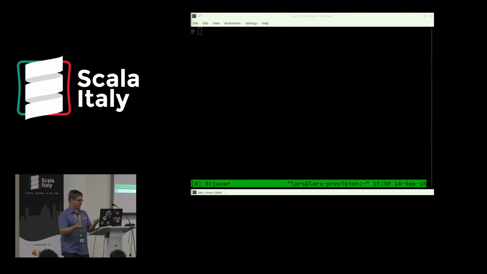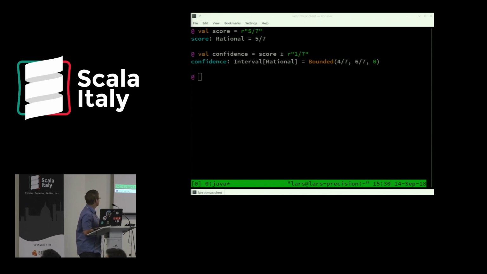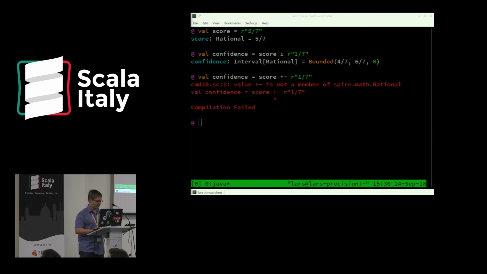So for example, when you want to talk about confidence intervals, let's take back our score. That's 5 out of 7. And then, for example, we want to talk about a confidence interval. And now here's the cool thing, because Spire also has Unicode syntax, so you can write ±. If you don't like the plus minus operator, you can also write just plus minus, I think. Or not, maybe not. But just use plus minus, right? So just get yourself a proper keyboard to type this.